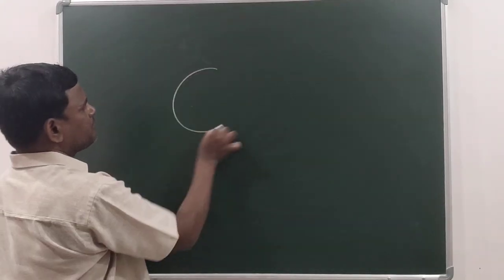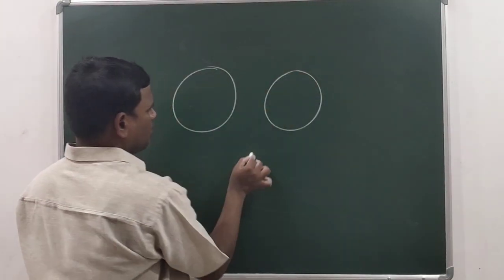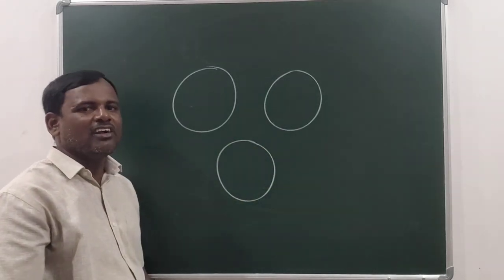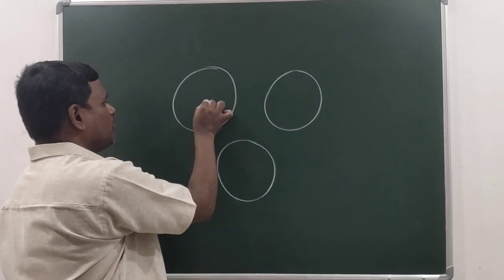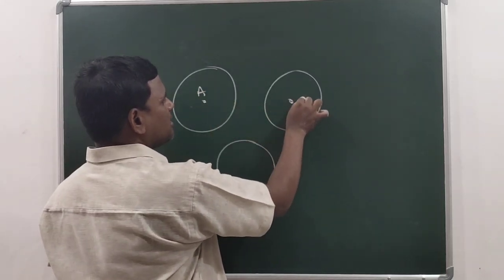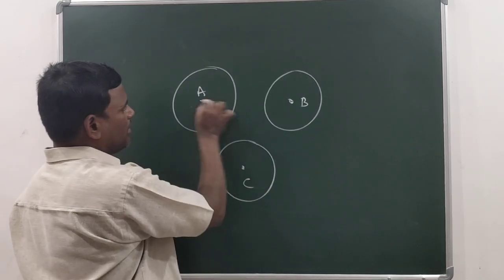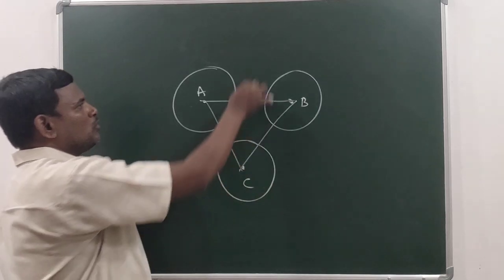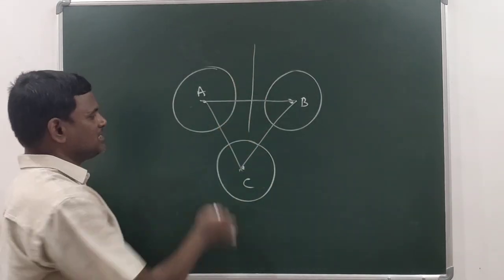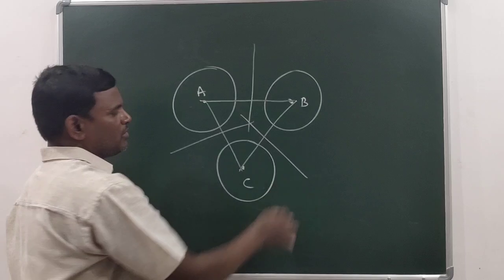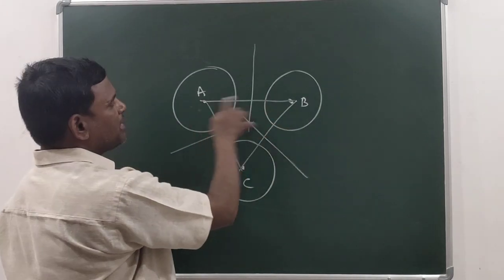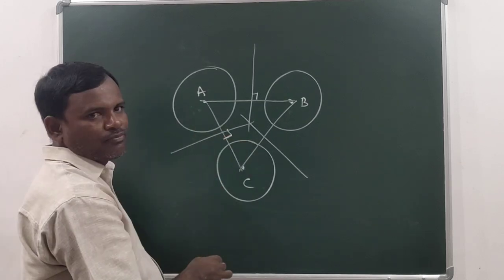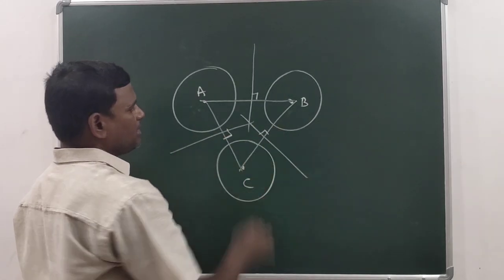See here. These three are non-intersecting and non-touching circles. Now, whose centers are taken as A, B, C. Now connect ABC. So we get one triangle here. Now draw their radical axes. You know, the radical axis is perpendicular to AB. Now, here also perpendicular, here also perpendicular.